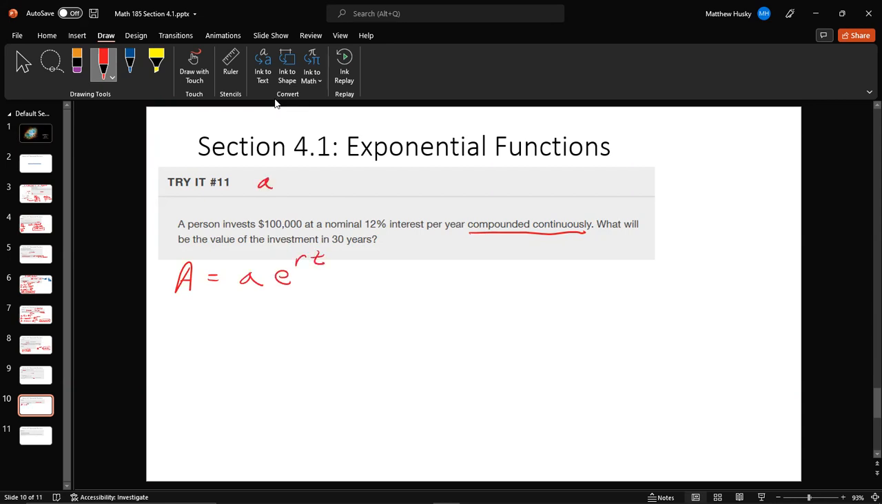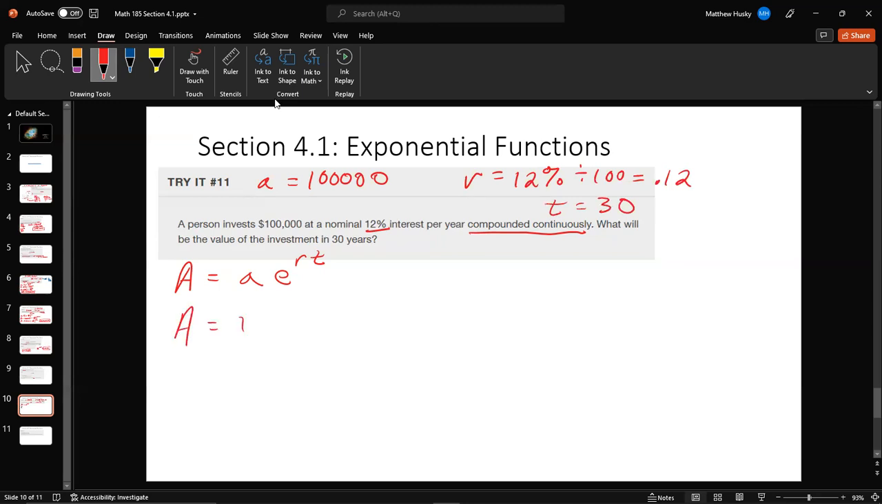So little a, the starting amount, is 100,000. That's how much you have to begin with. The rate is 12%. And like before, divide the rate by 100 to make it a decimal, 0.12. And then the T is the time, the years that go by. So in this case, T is 30.